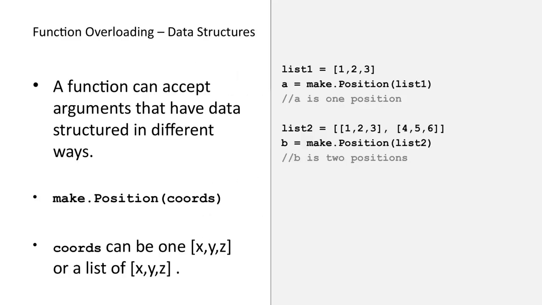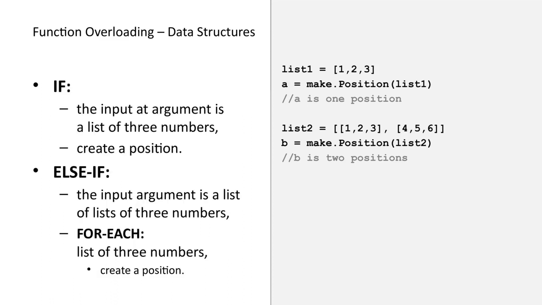Let's look at the third type of overloading. It is overloading with data structures. In this example, we look at the make.Position function. For the data structure, the function will look at how the lists of coordinates are structured. If you pass the function a list of 3 numbers, then it will generate a single position and return that position. If you pass the function a nested list of lists, then it will loop over the outer list. For each sub-list that it finds, it will generate a position. After creating all the positions, the function will return the list of new positions it created.